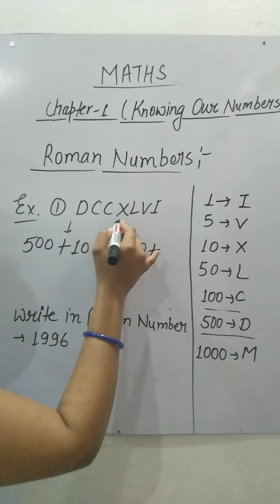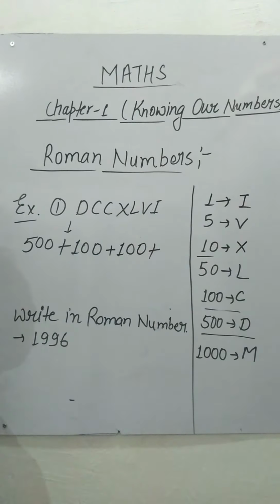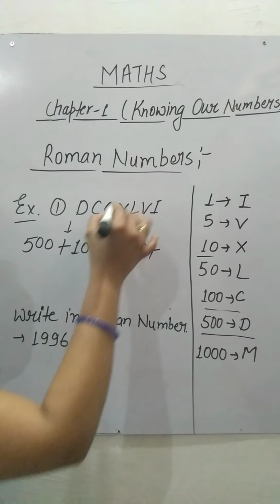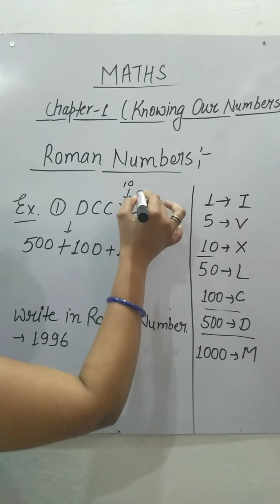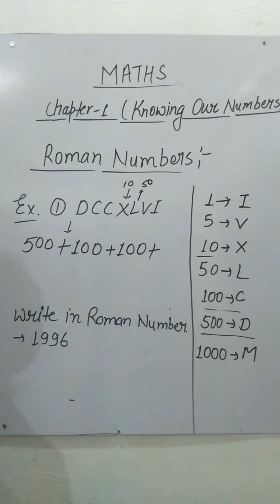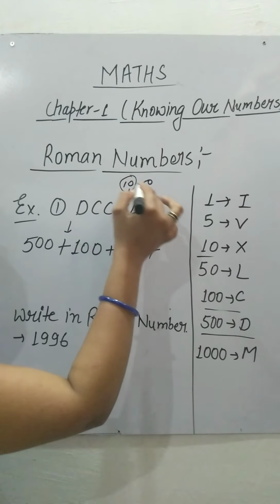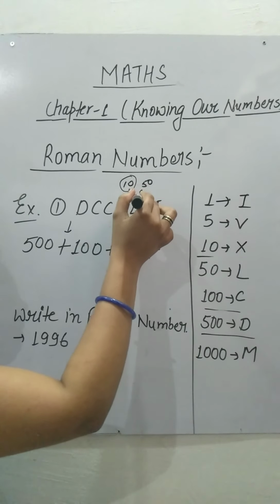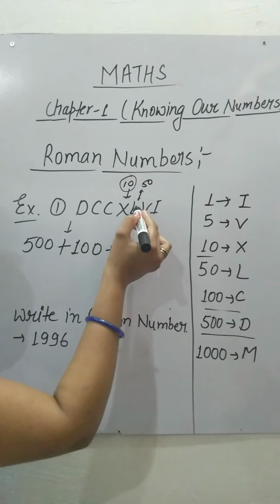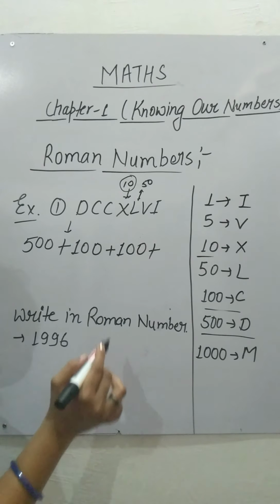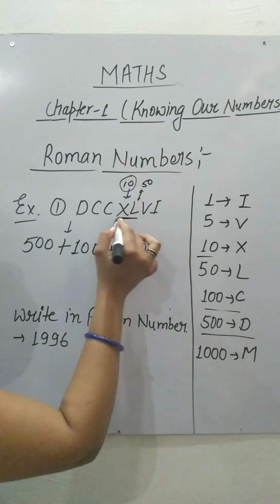Now that is X and L. Students, one thing is here. The value of X is 10. The value of L is 50. Students, 10 is before the L, so that's why it will be subtracted. If X is after the L, then that will be added. So now we will subtract here.